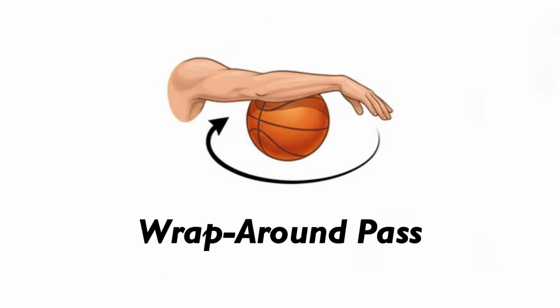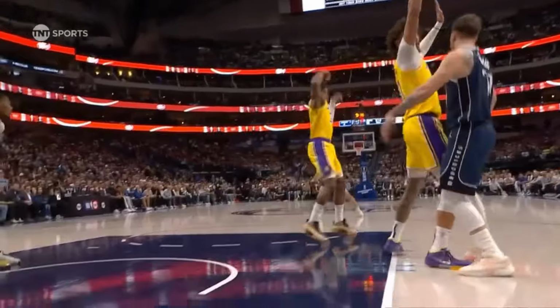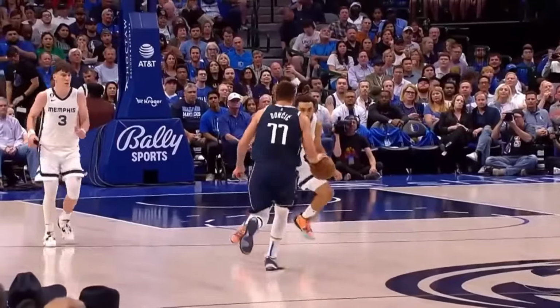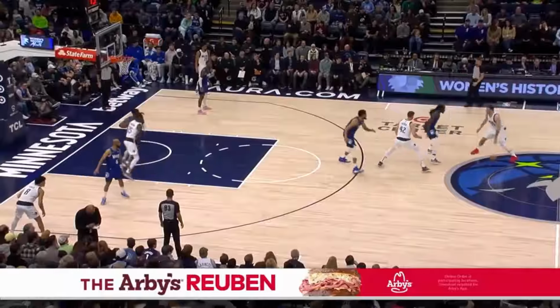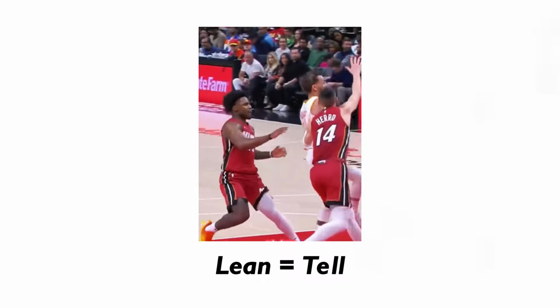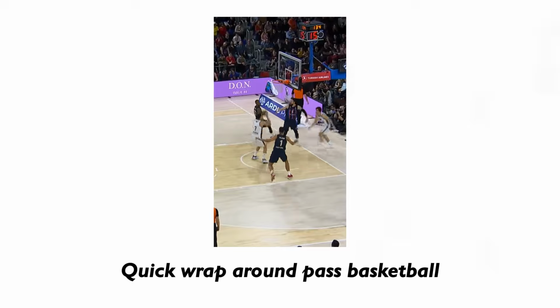The wraparound pass. The smartest pass on this list. When your big man is being fronted in the post and direct passes are denied, you step laterally, shield the ball with your body, extend with your outside hand, and wrap a bounce pass around the defender to a spot only your teammate can reach. Watch how Luka Doncic operates in these situations. The biggest mistake is telegraphing it. If you lean too far before stepping, the defender reads it. Keep the initial movement subtle, then explode into the delivery.